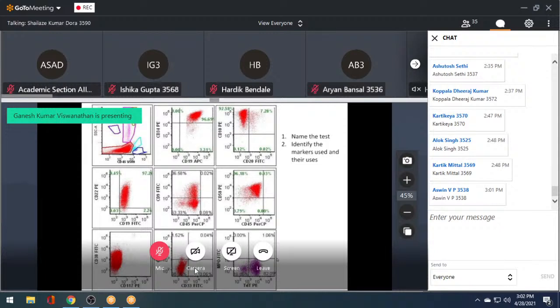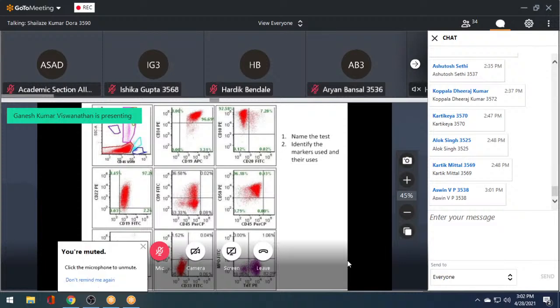Shailesh Kumar Dora. Yes, sir. Can you see something on the screen? Can you identify the test? There is a picture of the result of a test which was done in this patient. Can you identify the test? Sir, what type of cytochemistry? No, it's not cytochemistry. Immunohistochemistry. CD markers, sir. So CD markers are there. So what are the tests which use CD markers?